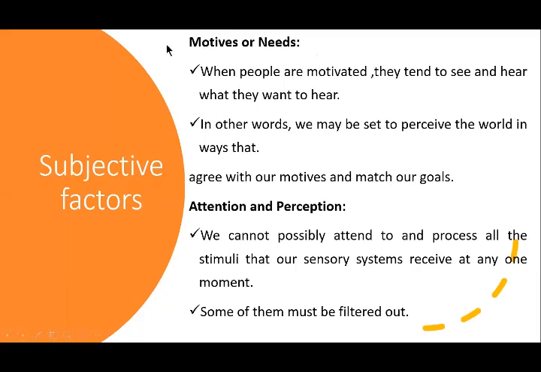Now, among the subjective factors, two factors are very important. One is the motives or needs, and another is attention and perception. Motives or needs, as we studied in the previous lecture, let me give you a quick overview. You have studied intrinsic motivation, extrinsic motivation, and that Maslow triangle. So we perceive what we need.